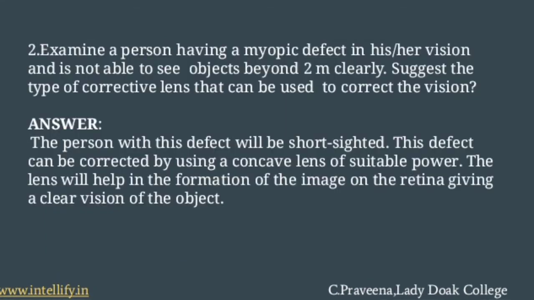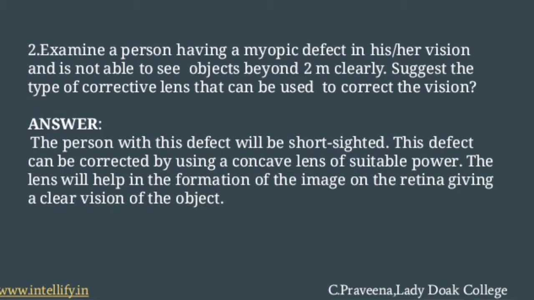Now, the second question is, examine a person having a myopic defect in his or her vision who is not able to see objects beyond 2 meters clearly. Suggest the type of corrective lens that can be used to correct the vision. First, what is meant by myopic defect? It's nothing but short-sightedness or nearsightedness, which means people can see closer objects very clearly, but far away objects appear blurred.